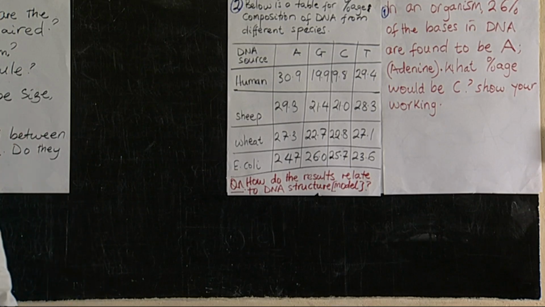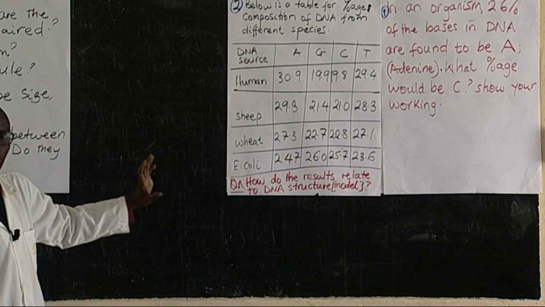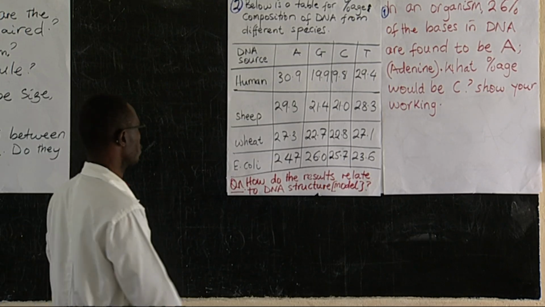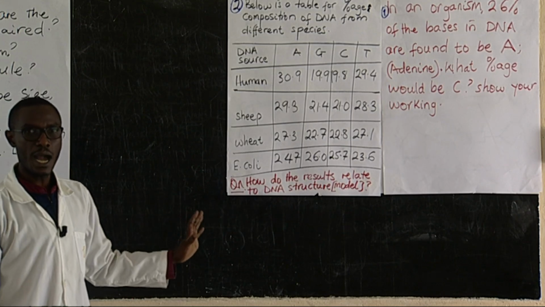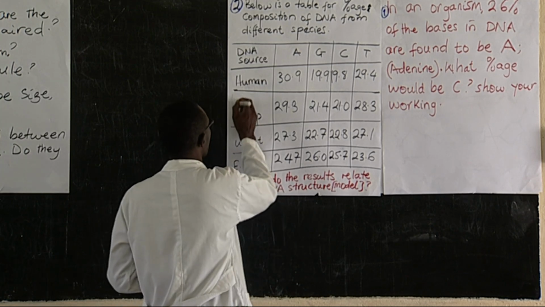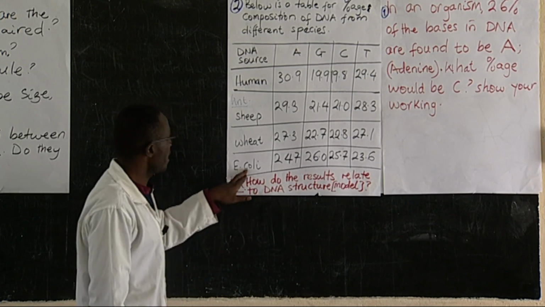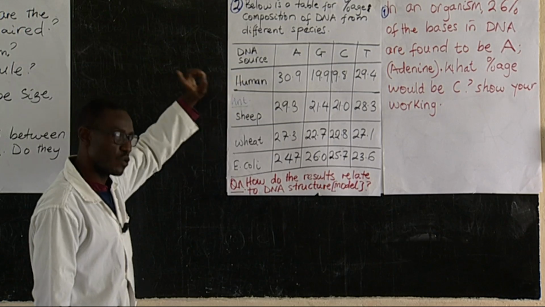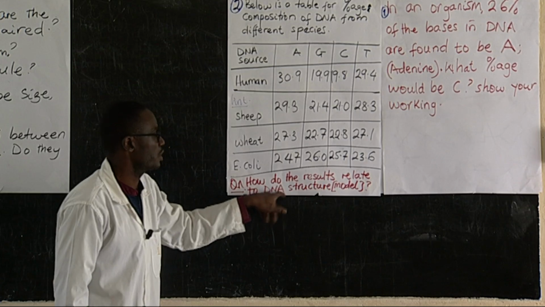If we read through quickly, you should be able to check. In an organism, 26% of the bases in DNA are found to be A, adenine. What percentage would be for C? Show your working. Here you have a table of data. After looking at it very carefully, you should be in position to say, one, how do the results relate to DNA structure, especially the model? Now, here is the hint. Is the DNA double-stranded? Is it for humans? If we have E. coli as bacteria, then wheat and sheep and others, go back to your senior one and check, how do I relate these numbers with complementary base pairing and the question here.